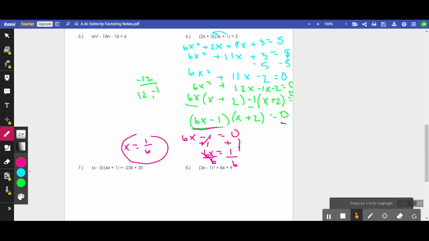And then you can set your other factor equal to 0. So then you have x plus 2 equals 0. So you can just subtract your 2 then. So you have x equals negative 2. So those would be your two solutions there. So 1/6 and then negative 2.